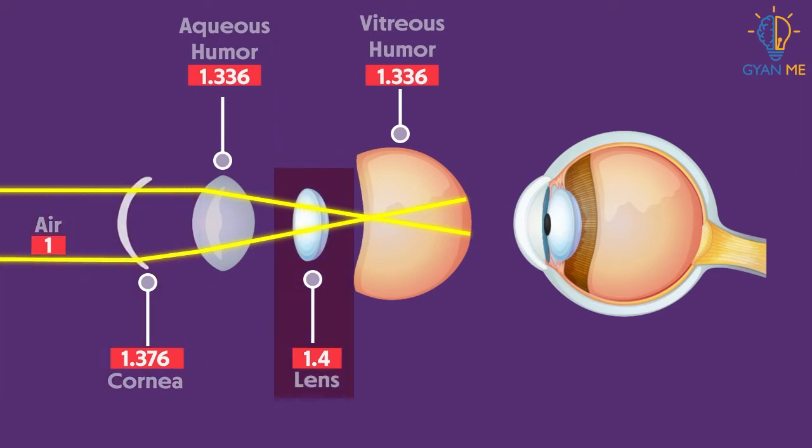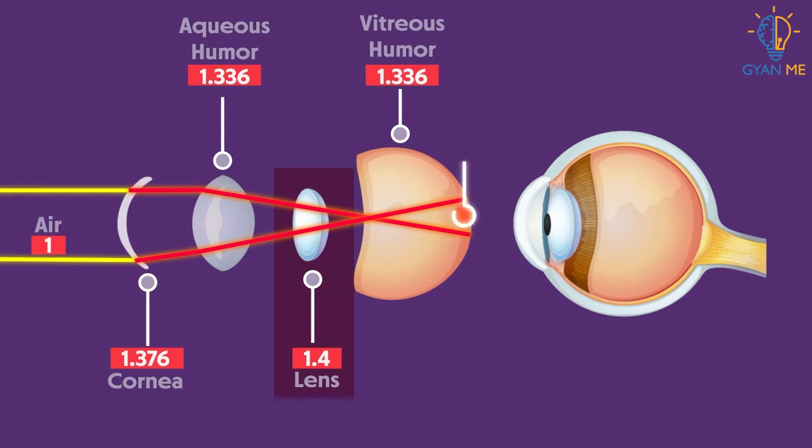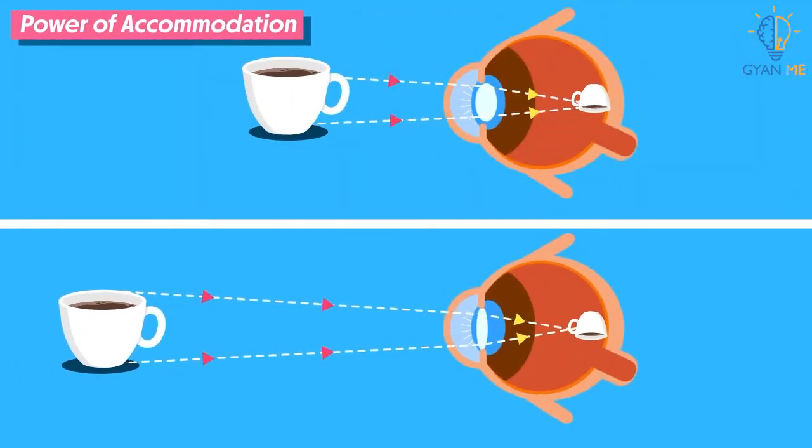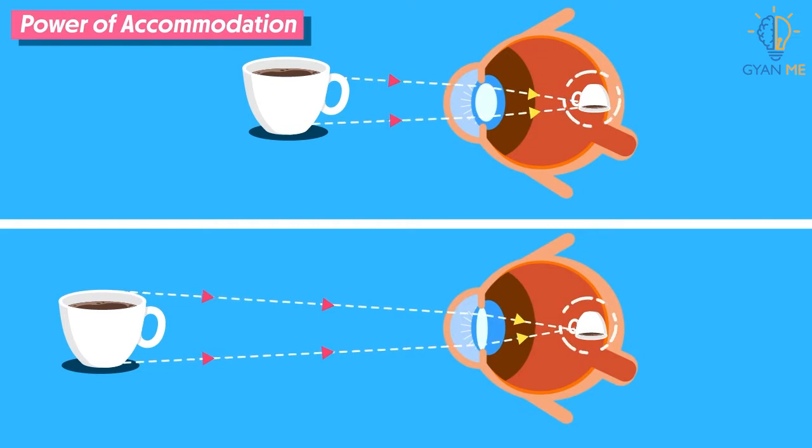The lens also refracts light, but its major function is to make sure that all the light coming from the points on the object falls on the retina and not anywhere else. This is really important for us to see a sharp and clear image of the object. Wait, did I just say clear and sharp image? Yes, I did. Let me explain this to you.